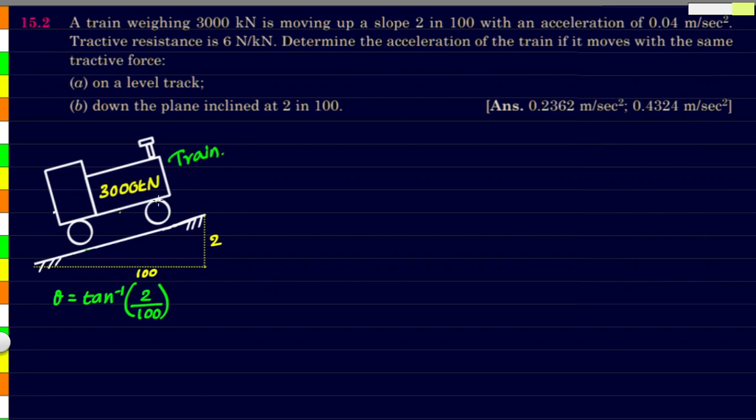Namaste everyone. In this video we'll be solving a problem on kinetics. We have a train here which is weighing 3000 kilonewtons, moving on a track which is sloping upwards. Slope has been given as 2 by 100. It's moving up with an acceleration of 0.04 meter per second square under the tractive resistance of 6 Newton for every kilonewton of normal reaction.